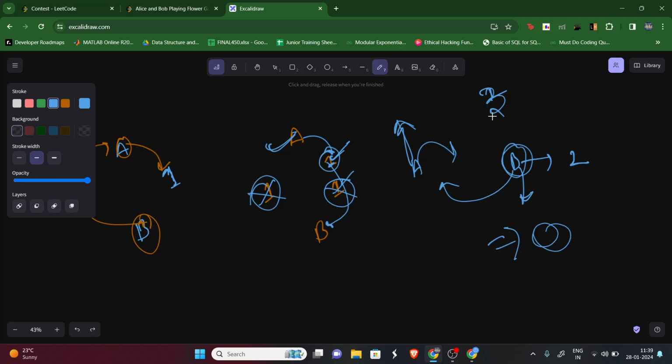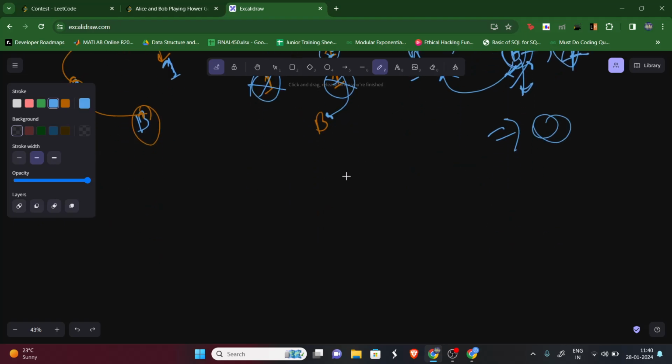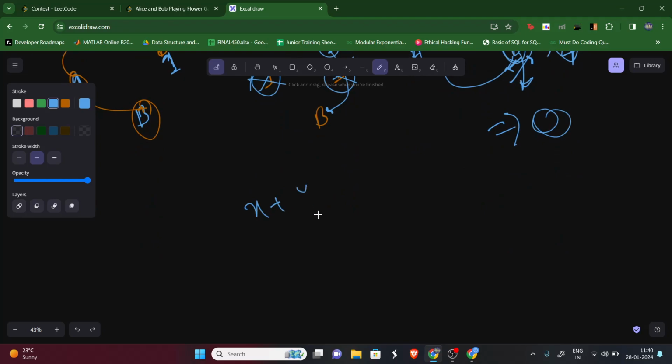And if let's say the total number of flowers is three, then Alice chose the last flower, so Alice will be able to capture Bob and will win. Similarly, if instead of three, let's say the total number of flowers is four, that is even, then Bob will pick the last flower and Bob will win. So what do we realize? That the total number of flowers should be odd. That is, x plus y should be odd. x plus y should be odd.